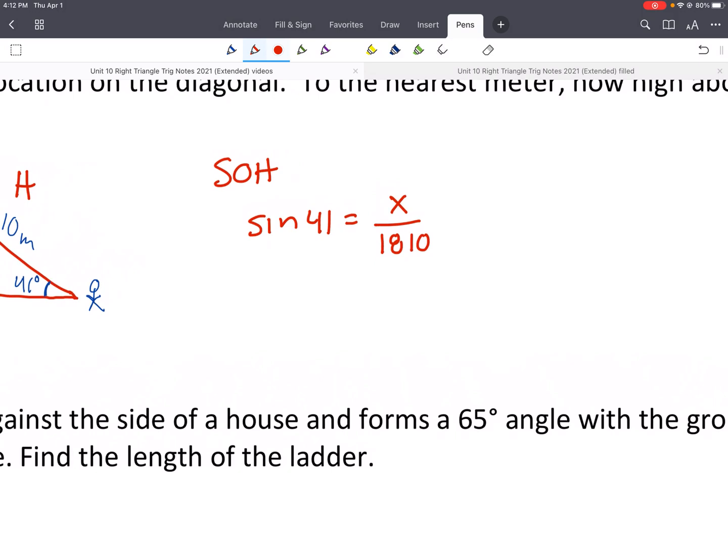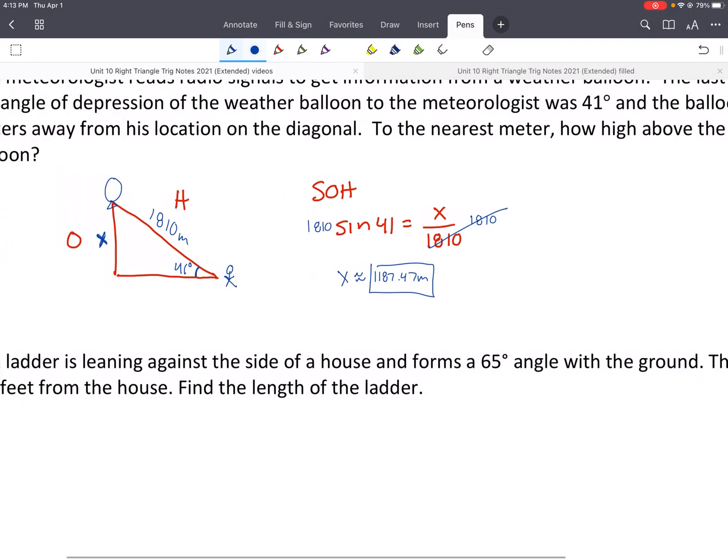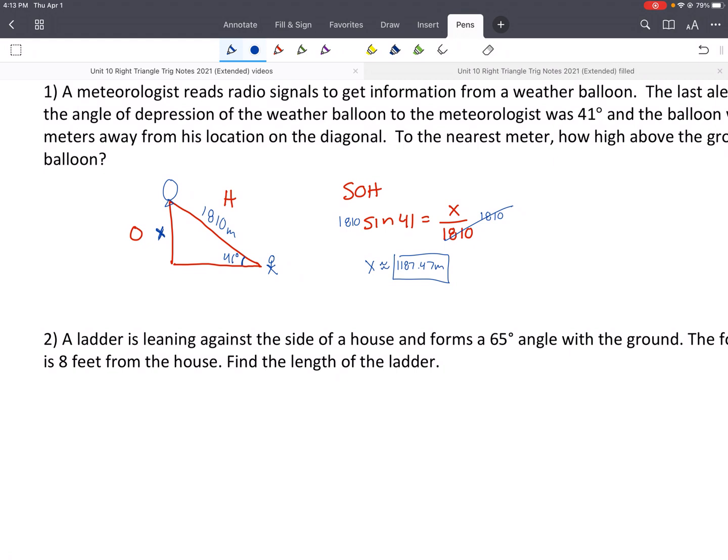Okay. We need to solve for x, which means we need to multiply both sides by 1,810, and we get x by itself. So we'll get x is approximately equal to 1,187.47 meters. Okay, so again, a lot of these application problems is just realizing that it's the same as what we've been doing. We just need to identify where things go. Okay. All right, let's do another example.